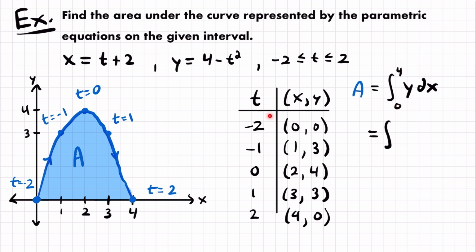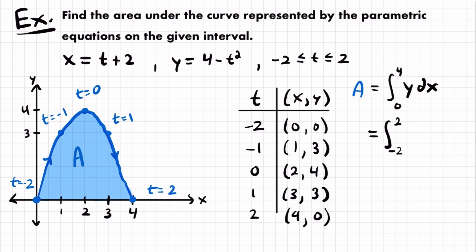And so when x equals 0, that corresponds to this point right here, where t equals -2. And you could also see that from our table here. When x equals 0, t is -2. And so our lower bound will be -2. And then our upper bound is when x equals 4, and x equals 4 when t equals 2. And again, you could see that from this table. When x equals 4, t is 2. So our upper bound will be 2.